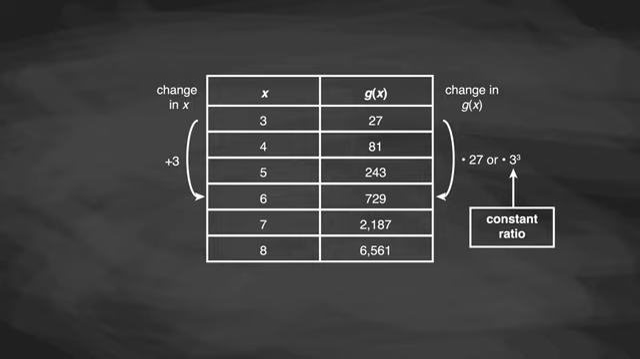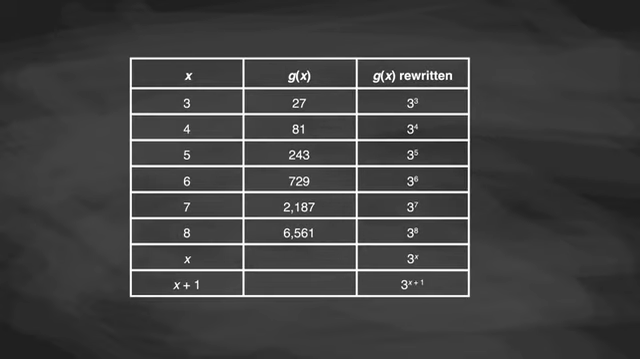The base 3 represents the constant ratio. The 3 as an exponent represents the fact that the points are 3 units apart on the x-axis. Complete the table with the output when the input is x and when the input is x plus 1.